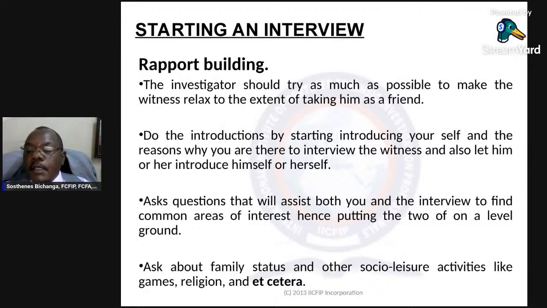Also talk about social activities like games, religion, and so on. What do I mean by games? Talk about Manchester, talk about Arsenal, talk about many gaming things to see whether you can find a common ground. If you are a supporter of Arsenal, for example, and your interviewee is also a supporter of Arsenal, then you are like age-mates, you are at the same level, you are comrades, you are colleagues.